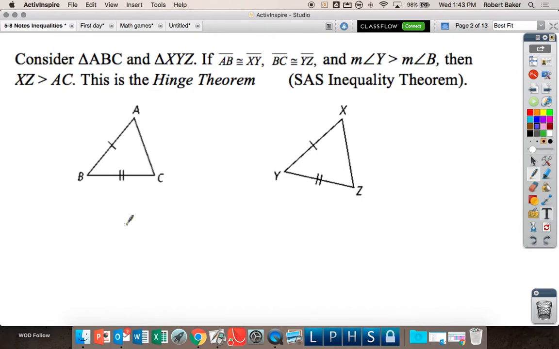So I'm going to show you these two rulers. The hinge is right here where my hand is. If I open this hinge up, what can you say about the distance from tip to tip?